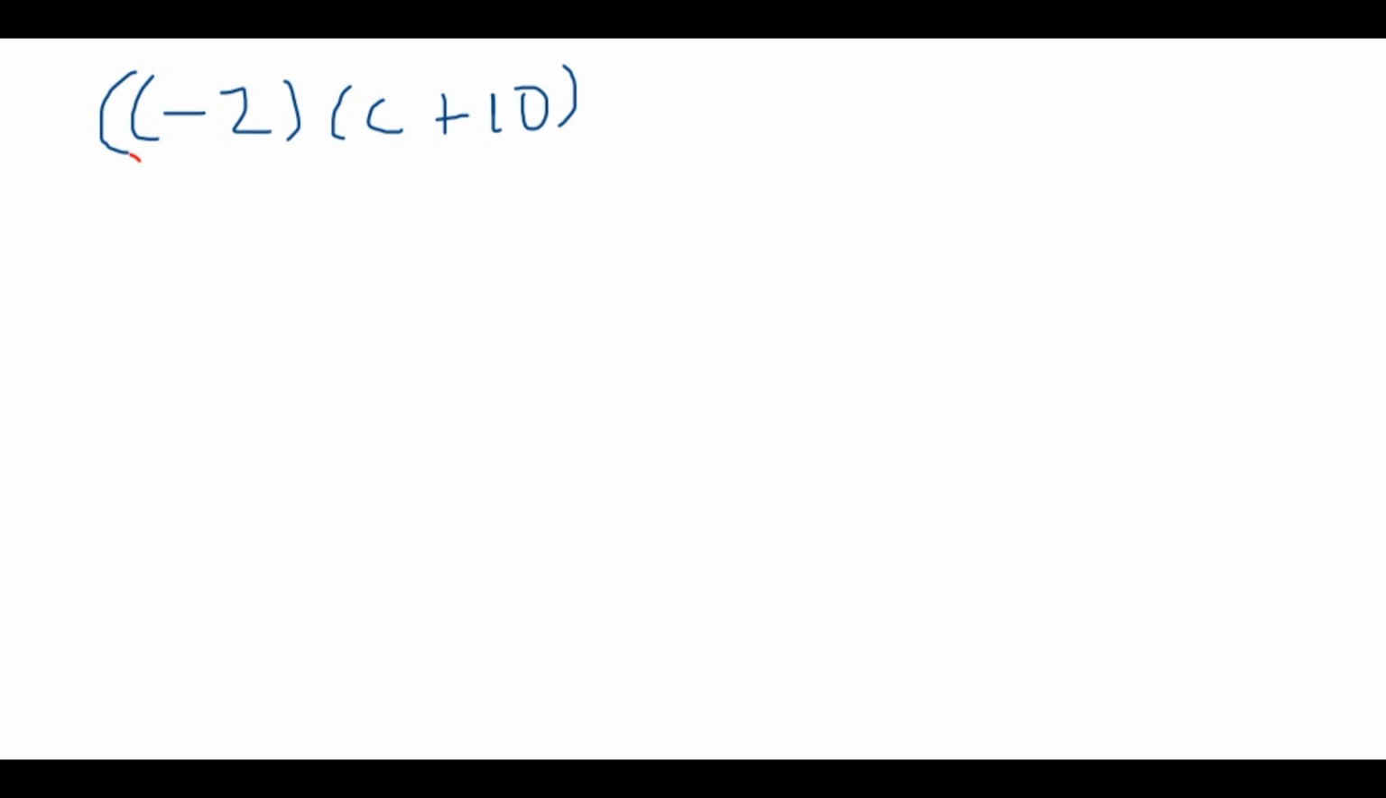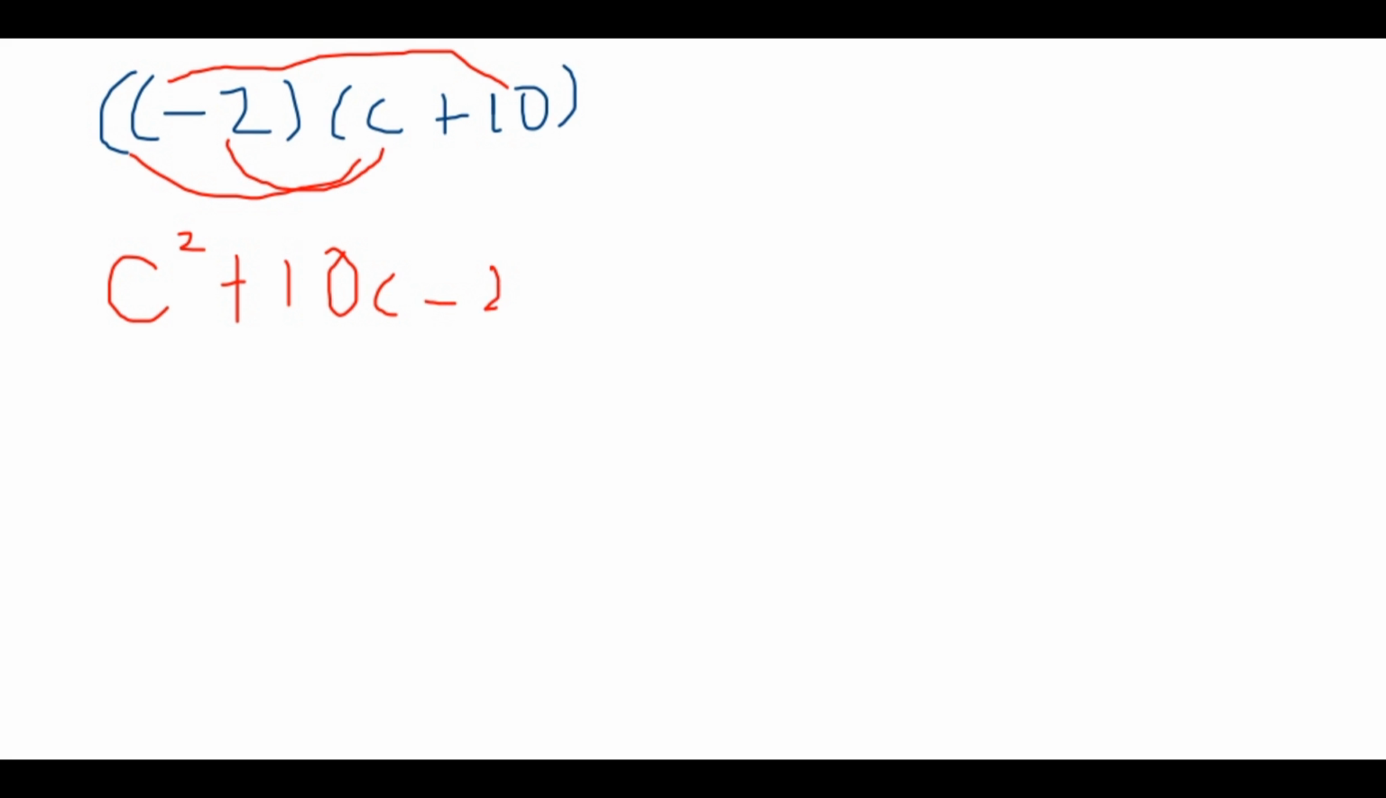So C times C is C squared. C times 10 is positive 10C, because the sign in front of the 10 is positive and the sign in front of the C is also positive. Negative 2 times C will give you negative 2C. And negative 2 times 10 is negative 20.